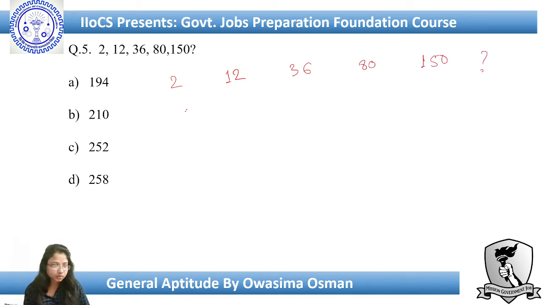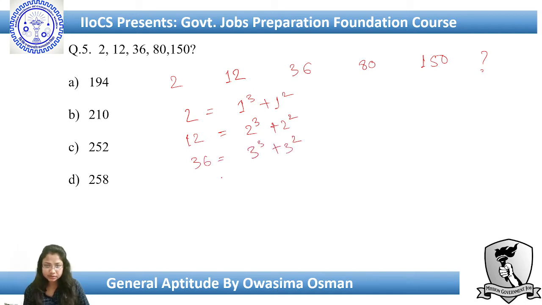So 2 equals, we can write 1 cube plus 1 square. 12 equals, we can write 2 cube plus 2 square. 36 equals, we can write 3 cube plus 3 square. 80 equals, we can write 4 cube plus 4 square. 150 equals, we can write 5 cube plus 5 square.